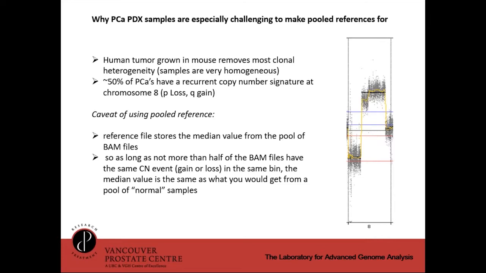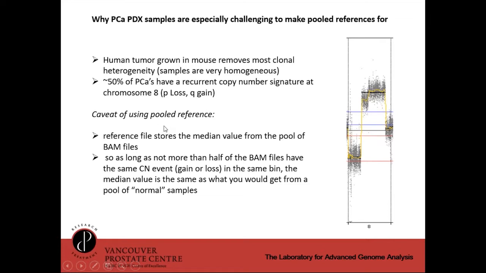So why is that prostate cancer PDX sample so difficult? A human tumor grown in a mouse removes most clonal heterogeneity, so these samples are incredibly homogeneous. And approximately 50%, possibly in some cases more, of prostate cancers have an early stage recurrent copy number signature at chromosome 8. You see on the right-hand side a little graphic of this: a loss at 8p and a gain on 8q. So between these two situations, it can be very difficult to create a pooled reference.